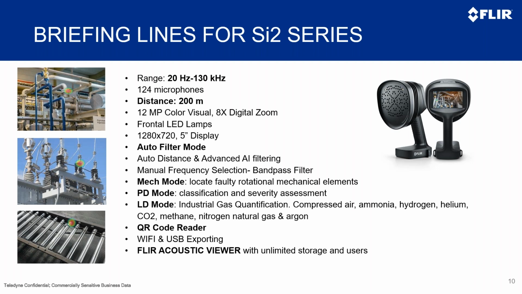So if we would like to summarize what our cameras have in terms of features and characteristics, this is basically our slide, right? We have cameras that work from 20 Hz to 130 kilohertz. I'm talking about the SI2 now. The SI2 series works from 20 Hz to 130 kilohertz with 124 microphones, with an operational distance of up to 200 meters.